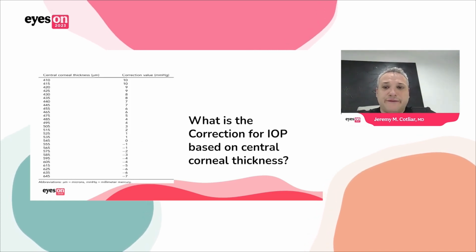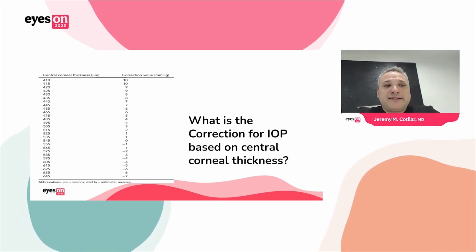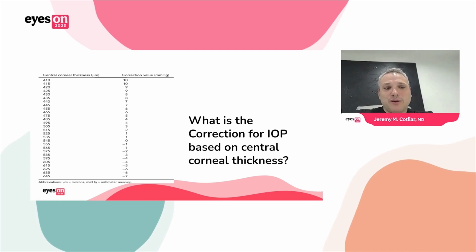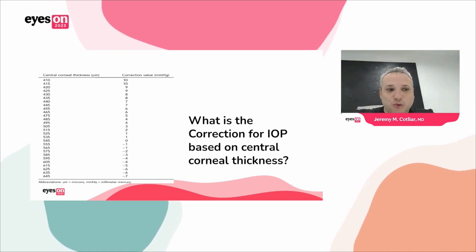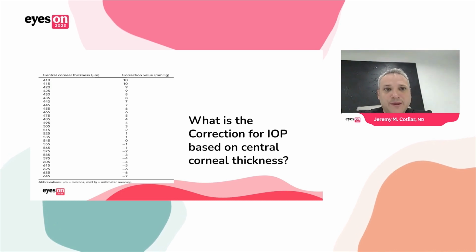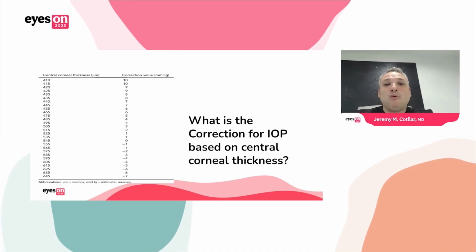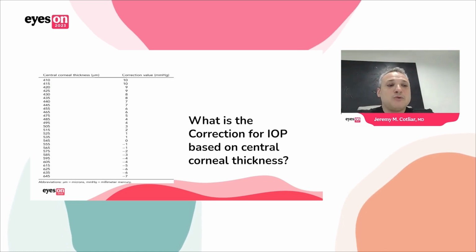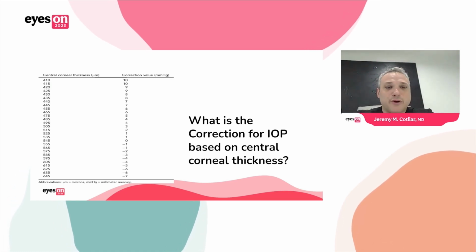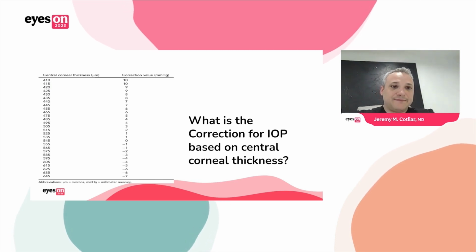So what is the correction for IOP based on central corneal thickness? Central corneal thickness helps us determine how accurate our IOP measurements are in the office. It's not a hard and fast rule, but we know that the thinner the cornea, the greater chance of progression of glaucoma, and it means that the pressures that we're measuring are actually more than what we're measuring. And vice versa for thick corneas, the thicker the cornea, we subtract the number from the IOP, and that is what the actual pressure is in the eye.